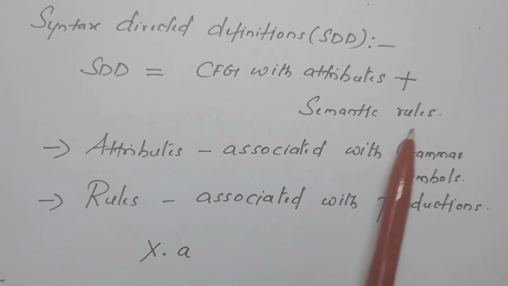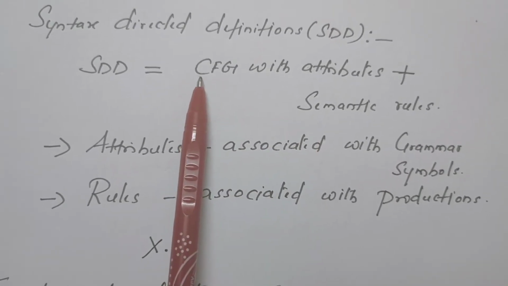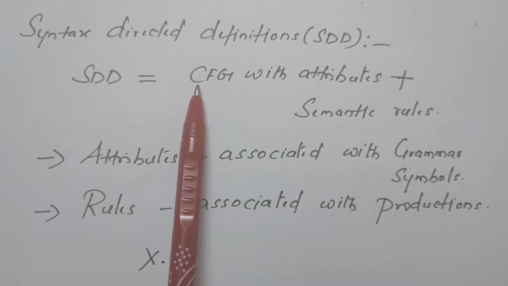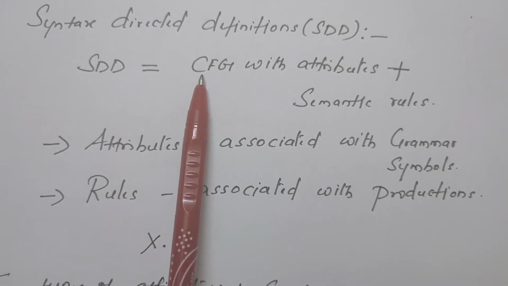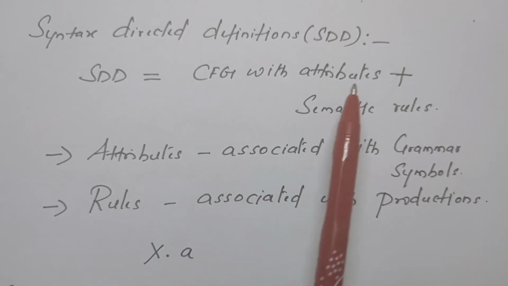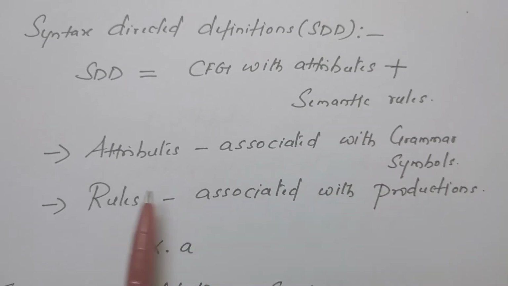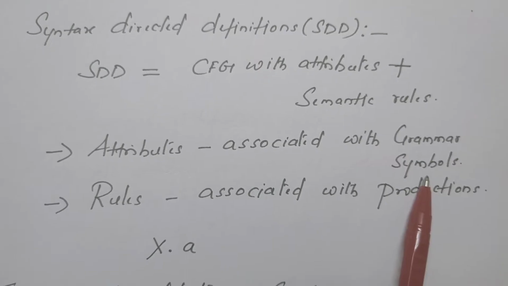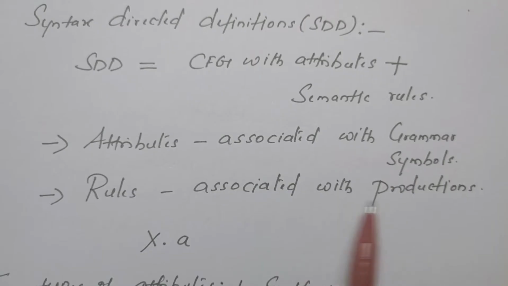You can remember the definition in a simple manner like this. Okay, so there is a context-free grammar. Every context-free grammar contains one or more production rules, and it contains variables and terminals. Every variable or non-terminal can be further explained with attributes. Okay, and for every production rule there is an equivalent semantic rule. So that's why it is given here. Attributes are associated with the grammar symbol. Grammar symbol here is nothing but the non-terminals, and the semantic rules are associated with every production rule.